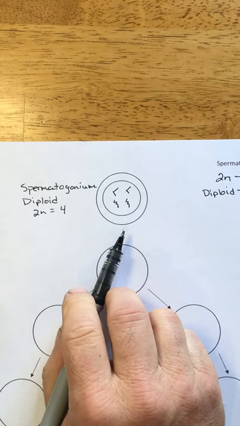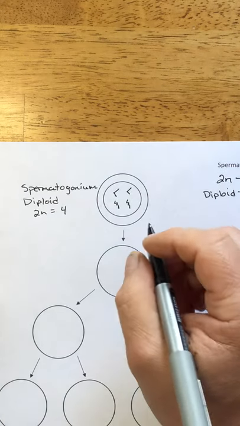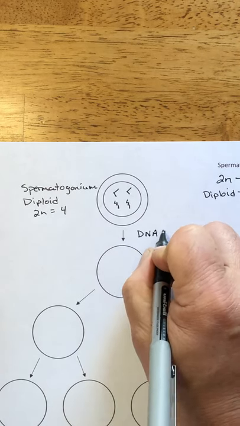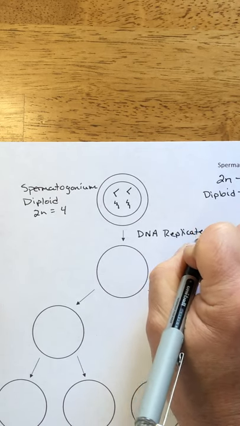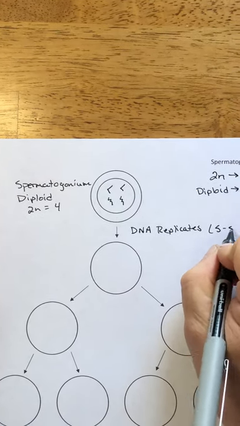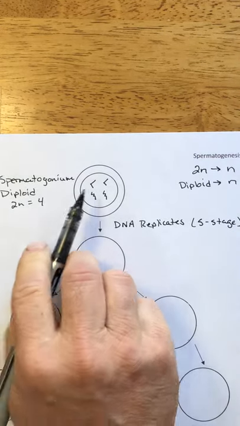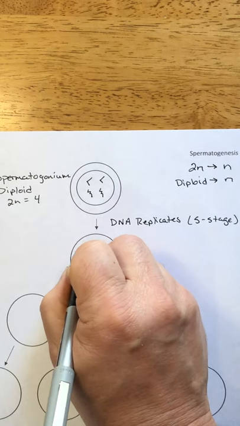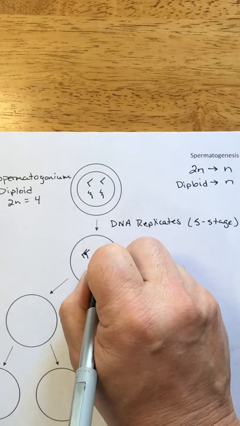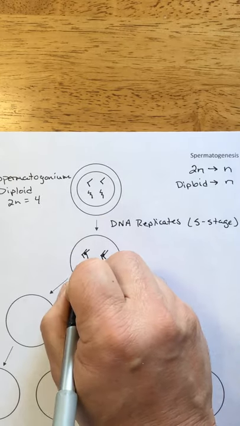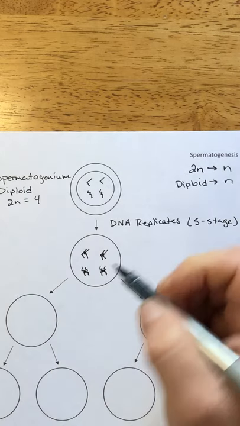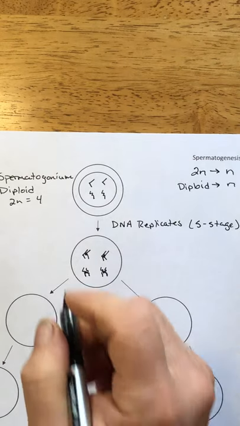Okay, and remember that during interphase, specifically during the S stage of the cell cycle, DNA is going to replicate. DNA replicates, just like it did in mitosis. And this happens during interphase, but specifically during the S stage. So this chromosome will replicate, comes down here, held together by that little constricted region called a centromere. This chromosome replicates. This one, and this one. Okay, the resulting cell after DNA replicates is called the primary spermatocyte.